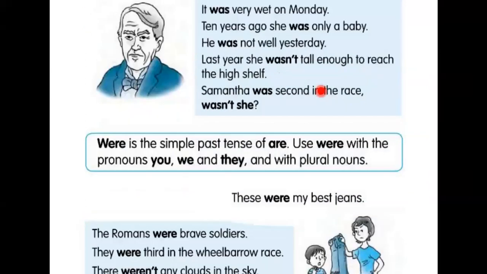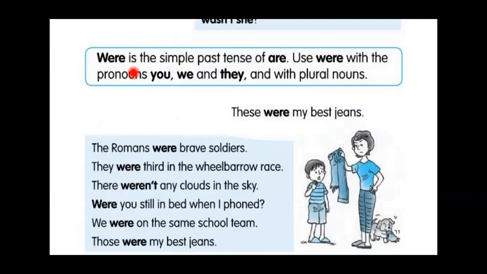Now next coming to were. Were is the simple past tense of are. W-E-R-E, were. Use were with the pronouns you, we, and they. So with these three pronouns, we will use the helping verb were. You were, we were, they were. And we use were with plural nouns.